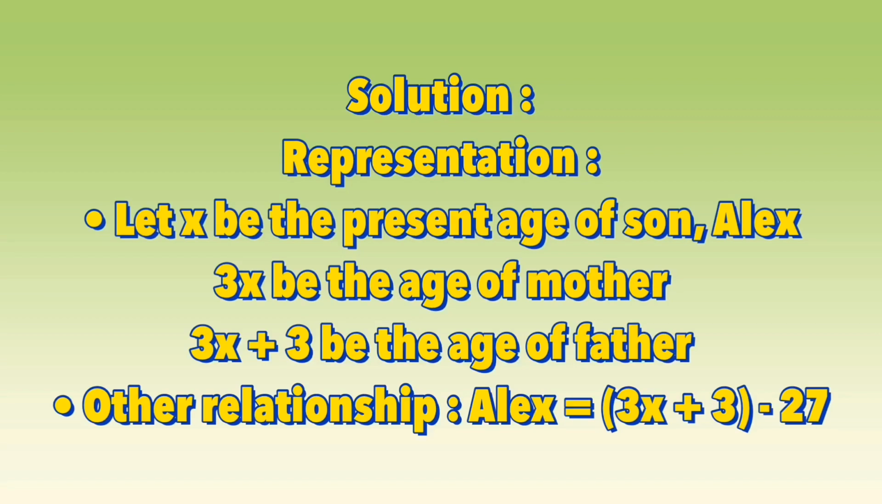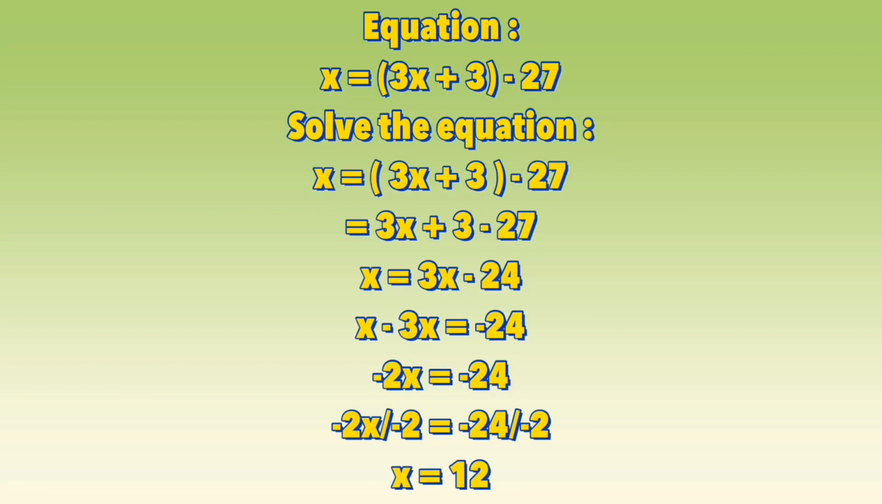And we will make the equation. Our equation came from the other relationship, which is Alex, our x, equals the quantity 3x plus 3 minus 27. We have to solve the equation x equals the quantity 3x plus 3 minus 27, and we're going to simplify. Then x equals 3x, 27 minus 3 equals negative 24. Then x minus 3x equals negative 2x equals negative 24.